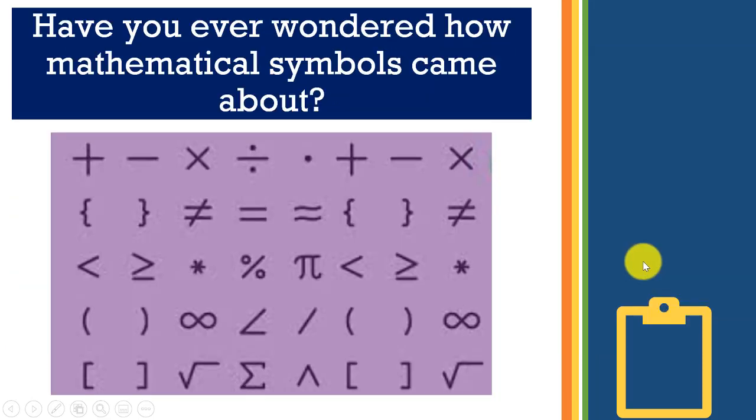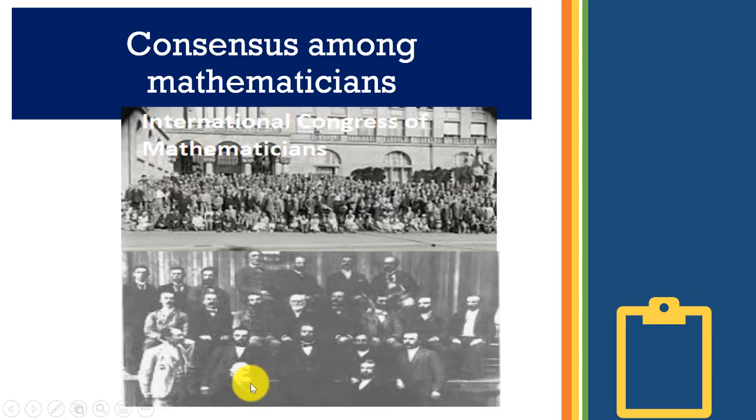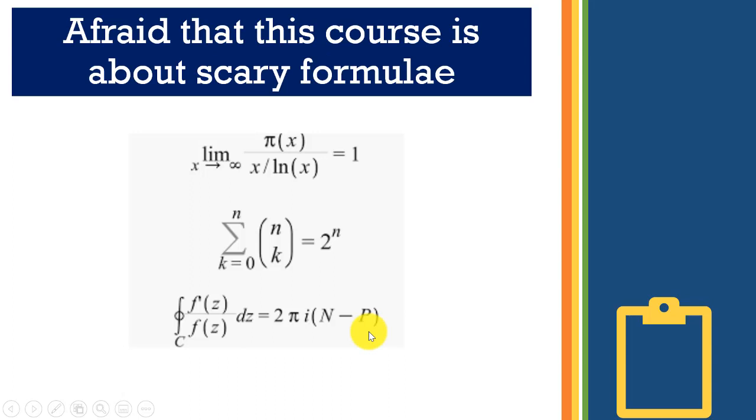deviation, and variance. But have you ever wondered how all these mathematical symbols came about? Percentage, pi, infinity, square root, sigma. Well, wonder no more, because these have come about as a result of agreement among mathematicians. They come together as, for instance, the International Congress of Mathematicians. Here, they decide what symbols they will be using. They agree on the statistics, on the formula, and all of that. You can see some of the earlier members of the International Congress of Mathematicians.